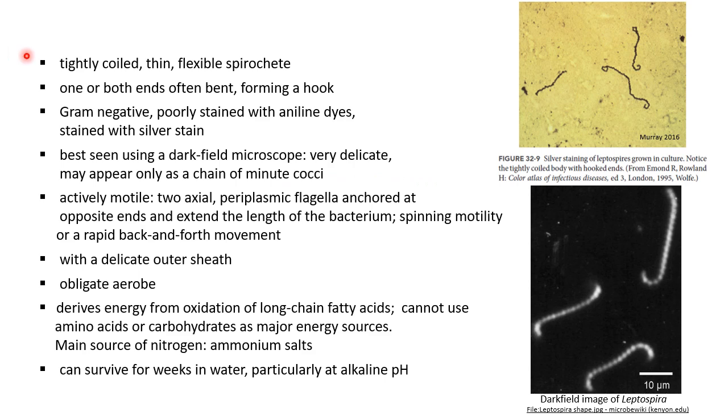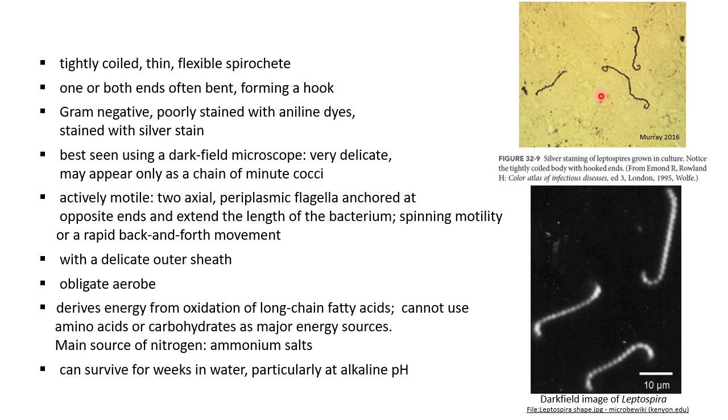Leptospira interrogans is a tightly coiled, thin and flexible spirochete. One or both ends are often bent, forming a hook, and it is gram-negative. However, just like Treponema, it is poorly stained with the aniline dye, so gram staining is not done with it. Instead, it is stained with silver stain. So we can look at this figure. We see that here both ends would have the hook, and they say it's called interrogans because it looks like a question mark.